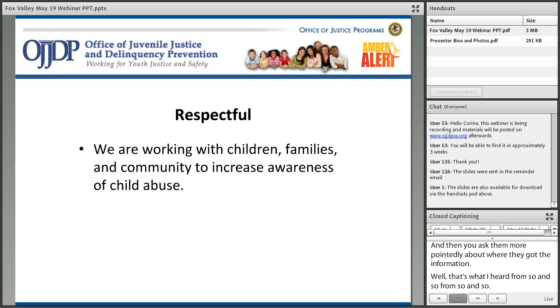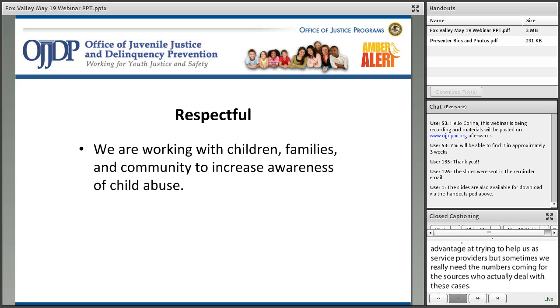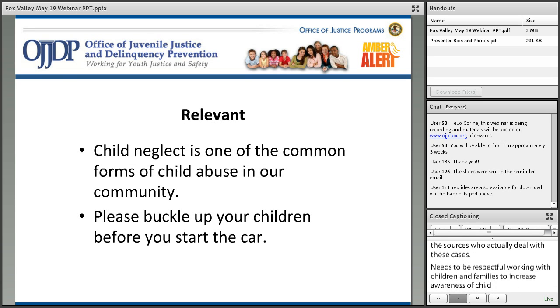Needs to be respectful. Working with children and families to increase awareness of child abuse should not be doing the shock and awe. Some people are already desensitized, so I think being respectful of the community and using appropriate messaging is important.